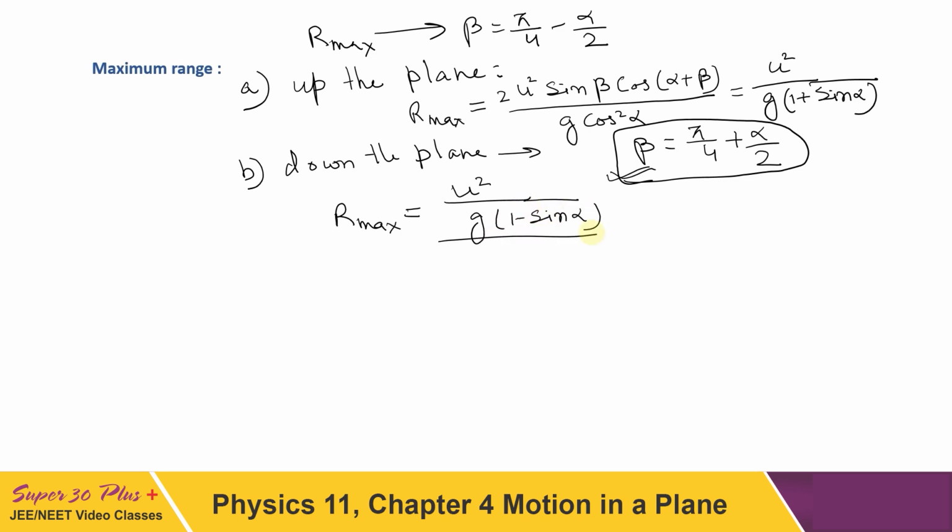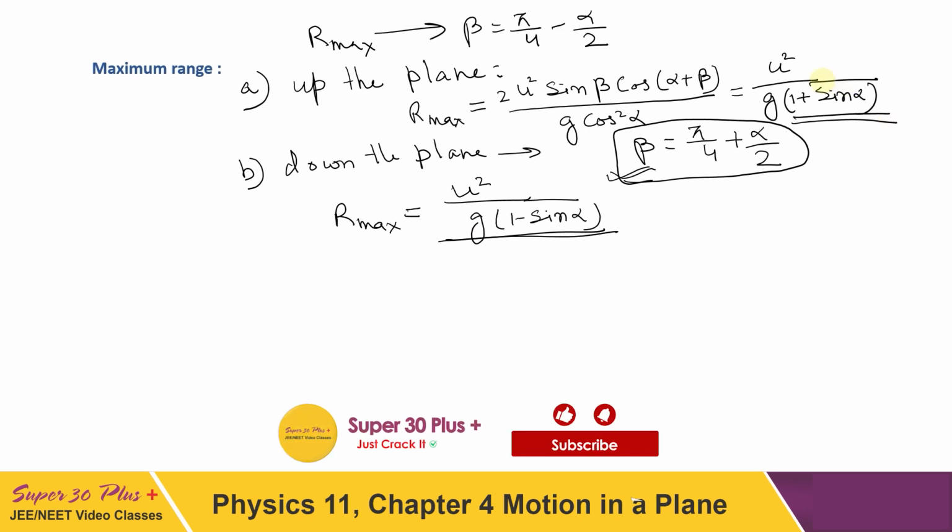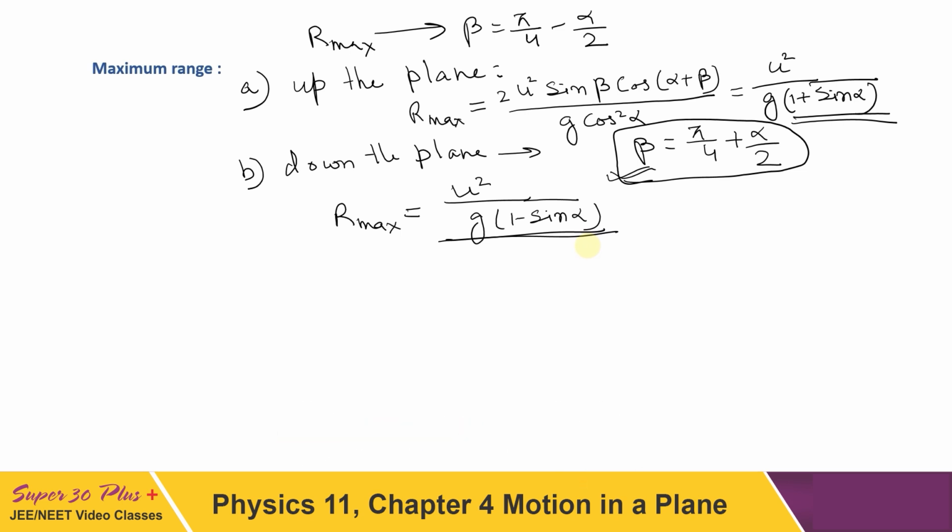Now if we compare these two values, R maximum when it is thrown down the plane and when it is thrown up the plane, then you can see that when it is thrown up the plane, range is lower than when it is thrown down the plane. So of course when it is thrown down the plane, it is an accelerated motion. So range has to be somewhat more than when it is thrown up the plane, which is a retarding motion. So this is how maximum range can be obtained with the help of kinematical equations written along the x-axis separately.